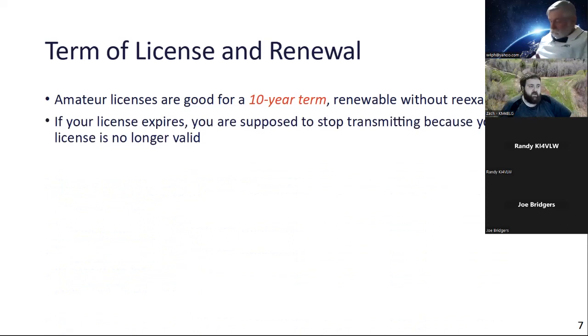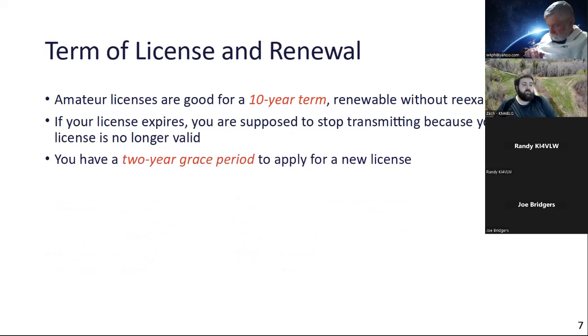If it does expire, you have to stop transmitting the day it expires, because your license is no longer valid. Kind of like how if your driver's license expires, you're not supposed to drive with an expired driver's license. You have a 2-year grace period to apply for a new license. So let's say you accidentally let it expire, it slips your mind or whatever, you've got 2 years to renew that, and then you'll be fully reinstated. You don't have to retest or anything like that.